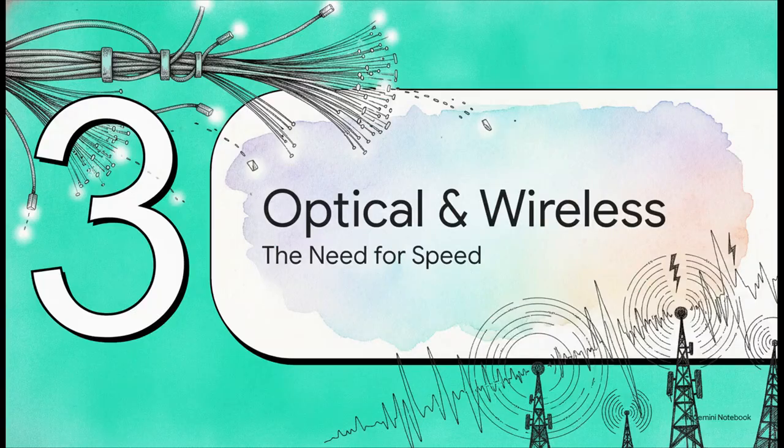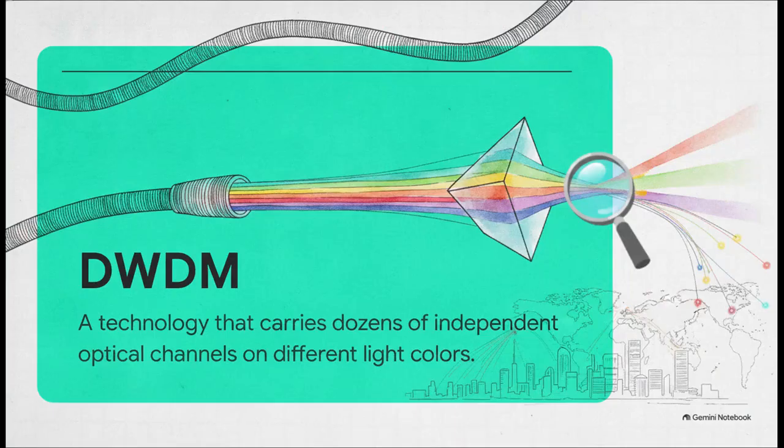Part 3. Optical and wireless highways, the need for speed. Having established all those digital rules, our network suddenly needed vastly more physical capacity to carry the load. To get that speed, engineers rely on DWDM, or dense wavelength division multiplexing. The capacity of modern optical fiber is just mind-blowing.